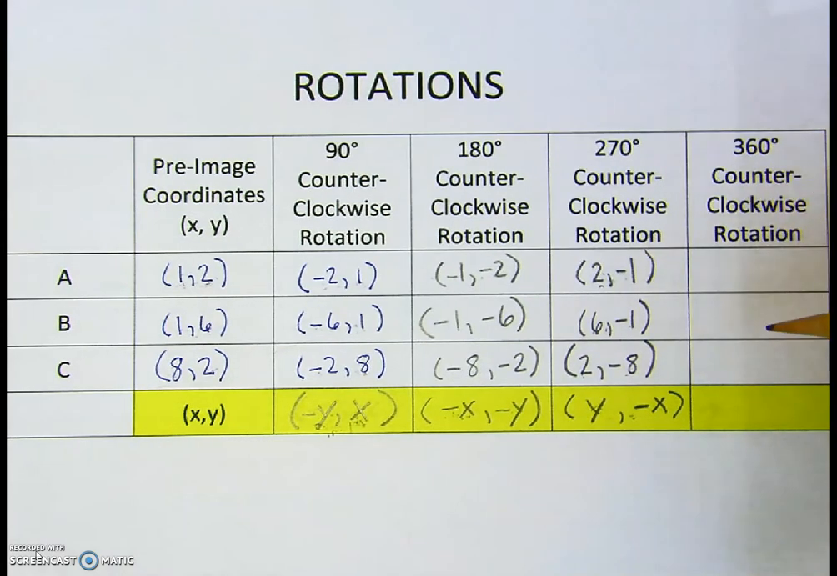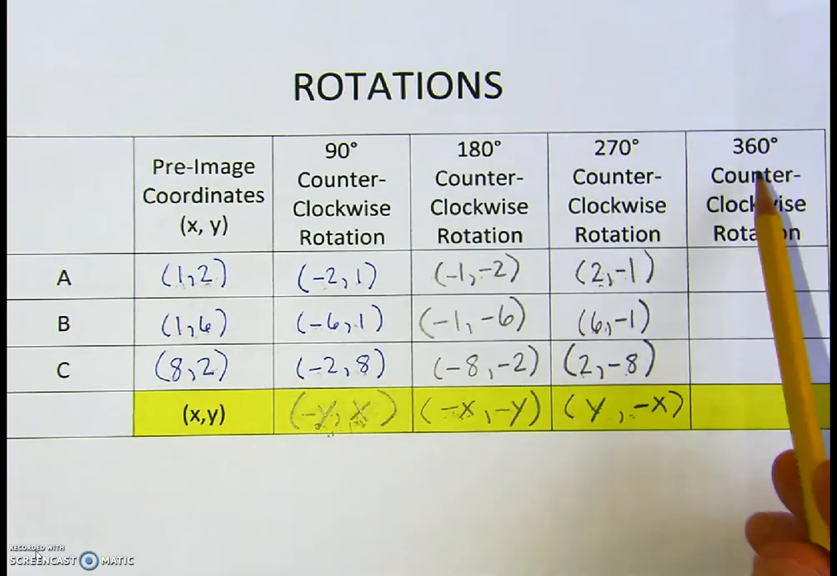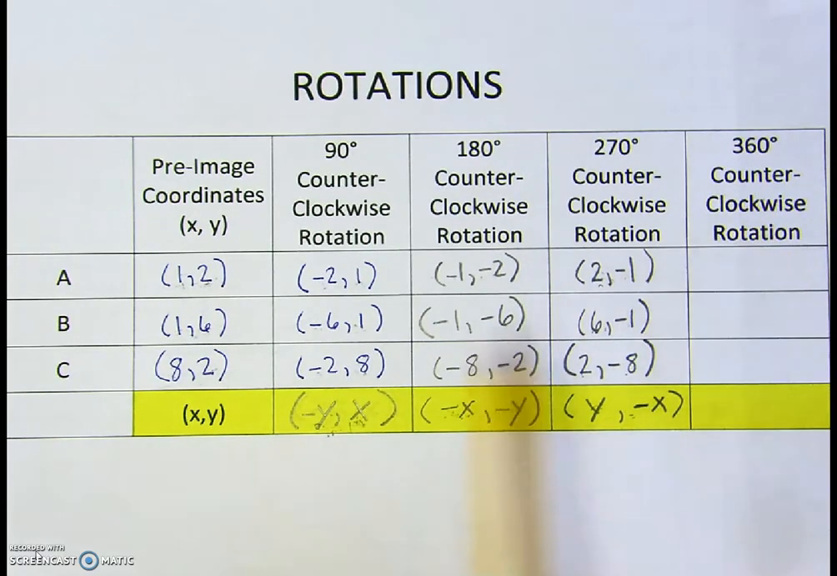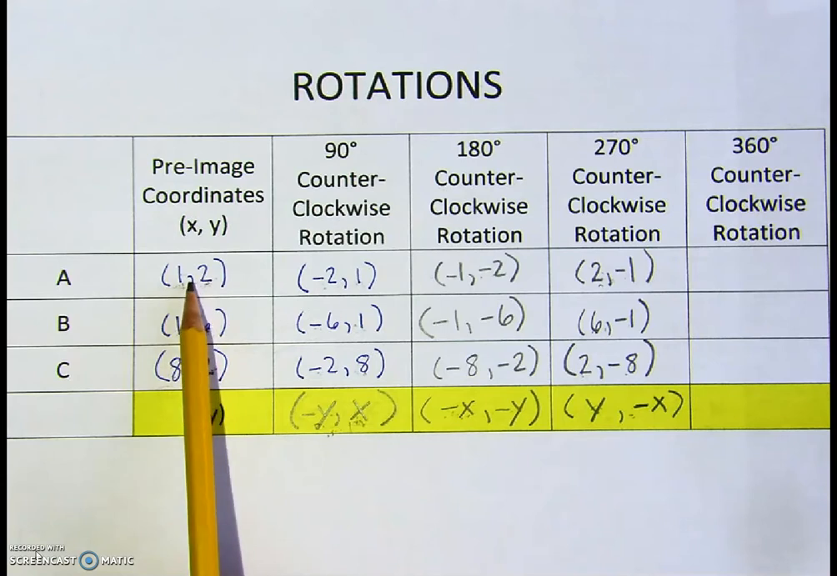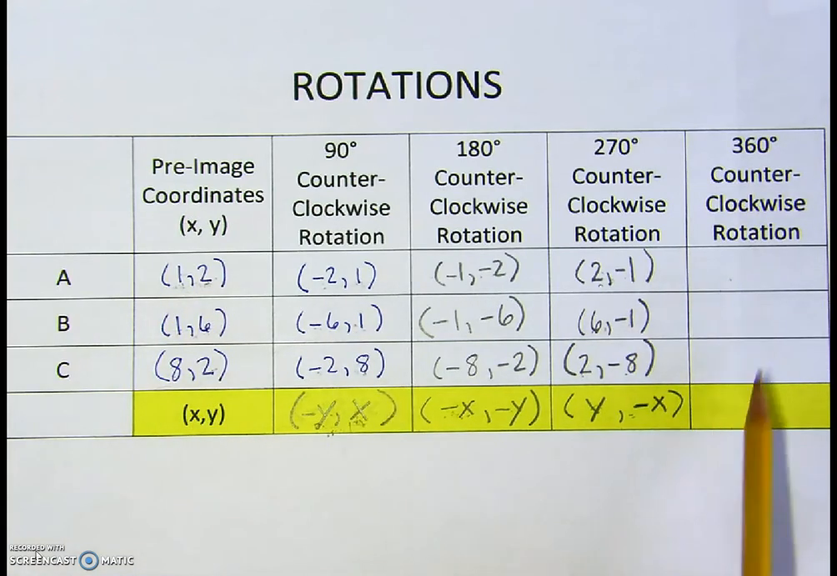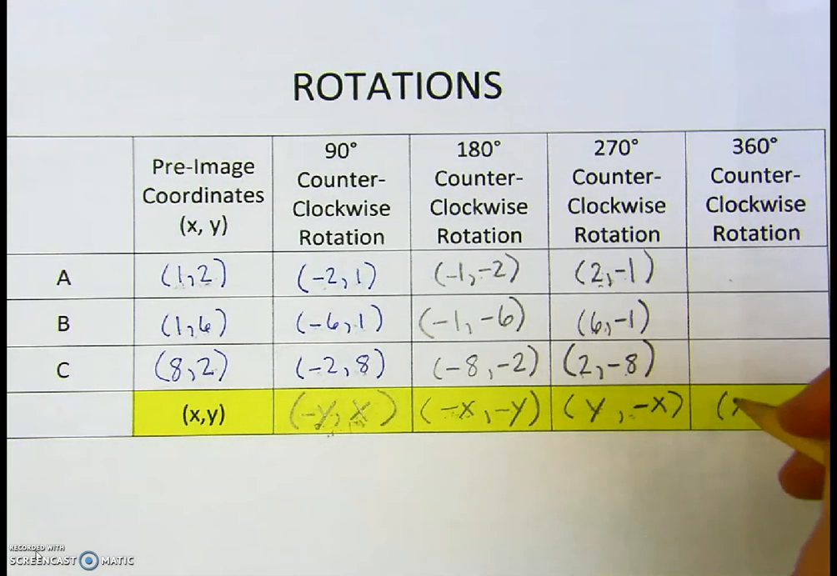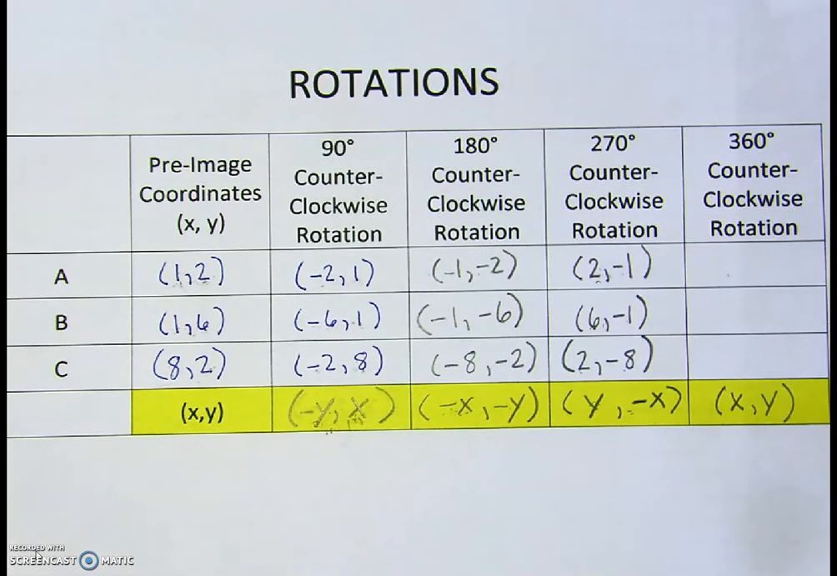We're not going to go into this one right here. I'm not even sure why I put that in there. A 360-degree counterclockwise rotation is just going to put you right back where you started. So x comma y ends up becoming x comma y. All right, all done with that. Look for some practice with that in the coming days.